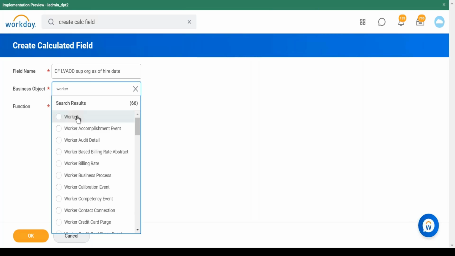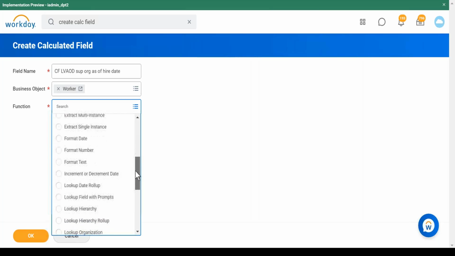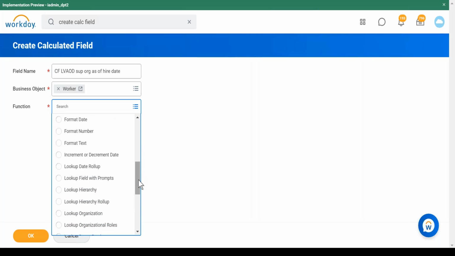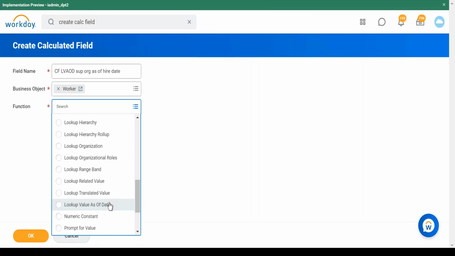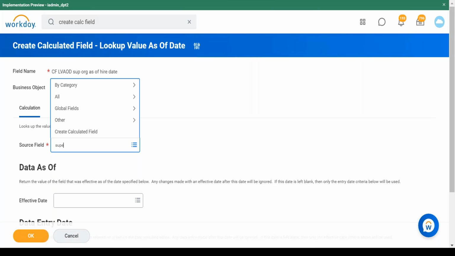So I'm selecting worker as a BO here. And the function I'm going to look at is lookup value as of date. Lookup value as of date is a function which lets you look at a particular field as of a particular date. So I'm looking at the supervisory org value as of the particular date.